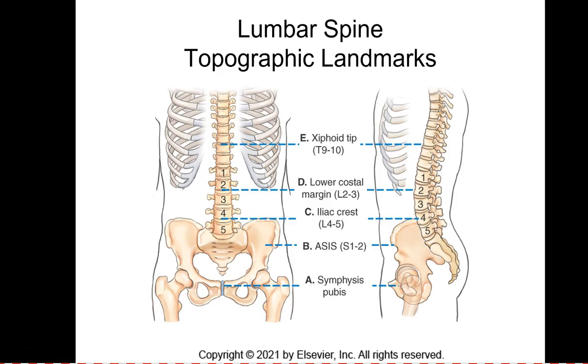D is the lower costal margin, which is found at the L2, L3 vertebral level, and lower costal margin really just means the bottom of the rib cage. And then E is xiphoid tip, T9, T10. Again, we typically don't use xiphoid to help us center for lumbar spine, but it is helpful to identify mid-sagittal plane. Okay, if you have any questions about the lumbar spine, the sacrum, or the coccyx, please let me know.